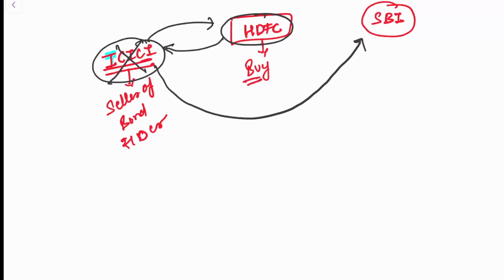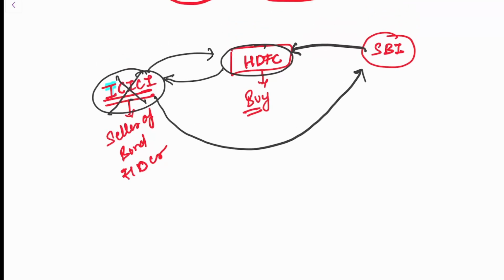ICICI sells the bonds to SBI. SBI then further sells it to HDFC. In case ICICI defaults, who will bear the loss? SBI will bear the loss. Clear? We will understand later on how SBI is actually absorbing the loss, how SBI is actually able to absorb the loss.